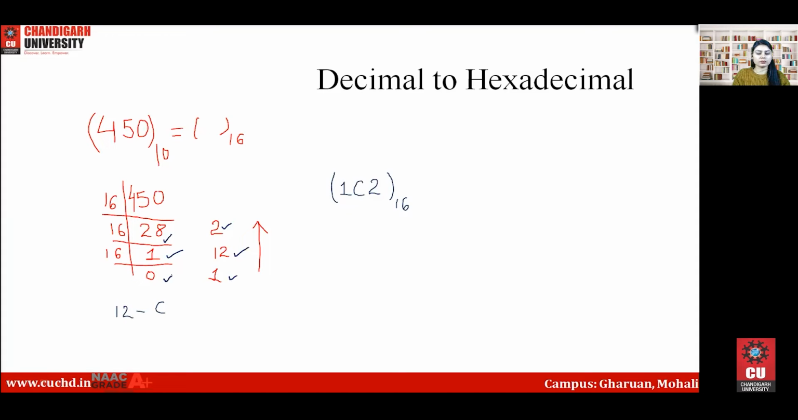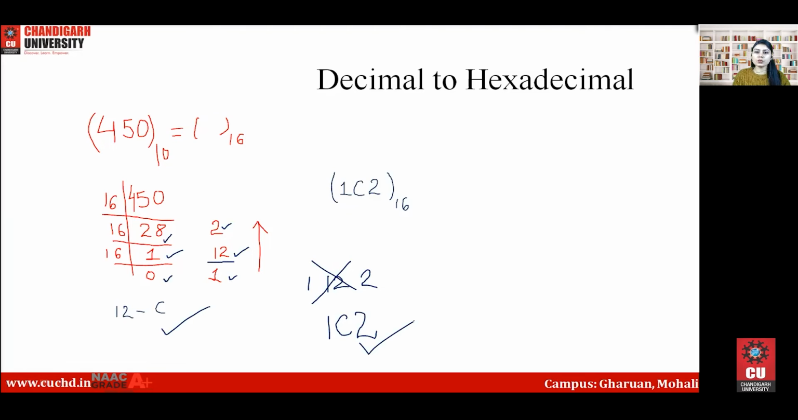We stopped here. But now the point is, we have already understood that we are not going to write 12. Instead, 12 is represented by C. So we will not write 1, 12, 2. This is wrong. Writing this is incorrect. Instead, we'll write 1, 12 is represented as C, and then 2. So this will be my representation for the hexadecimal.